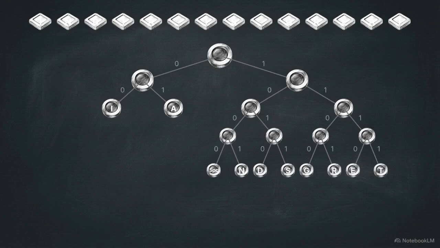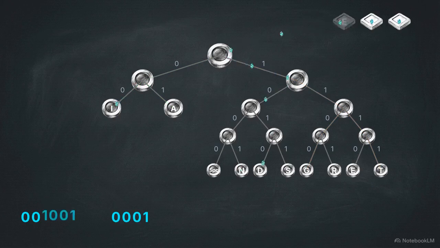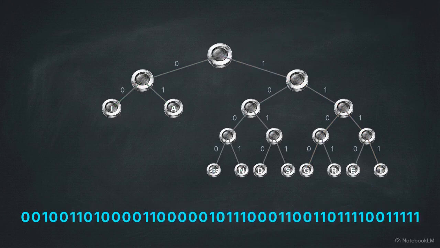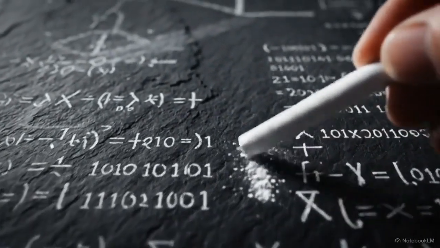Because I and A are at the top, they are represented by shorter sequences of zeros and ones. The rare letters at the bottom require longer mathematical paths. When we pass the original phrase through this structure, the words disappear. What comes out the other side is a tightly packed string of raw binary math. We have successfully shrunk our text.